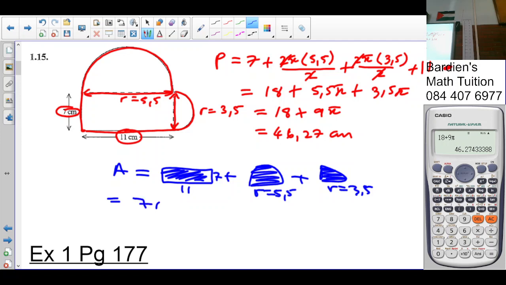Now how do you calculate the area of a rectangle? Length times breadth. So 7 times 11 plus, how do you calculate the area of a circle? Pi r squared. So it's going to be pi, what's my radius? 5.5 squared plus pi, my radius is 3.5. Or I could have said it's going to be pi 5.5 squared over 2 plus pi 3.5 squared over 2. It's the same. Okay? So that's going to give you 77 plus.